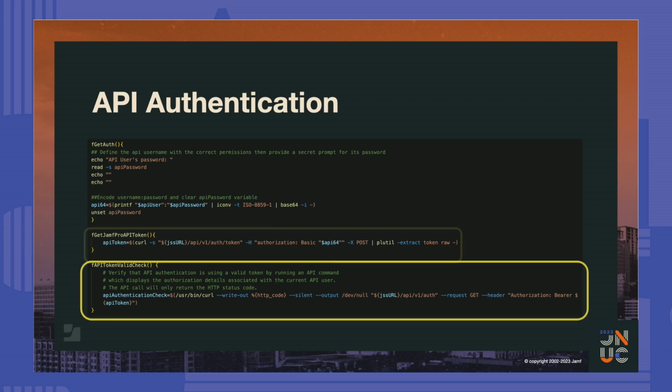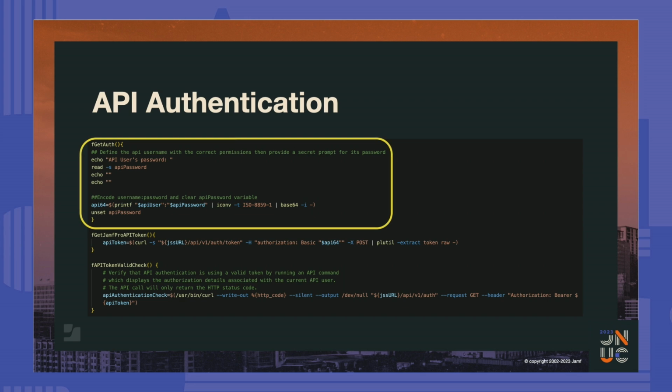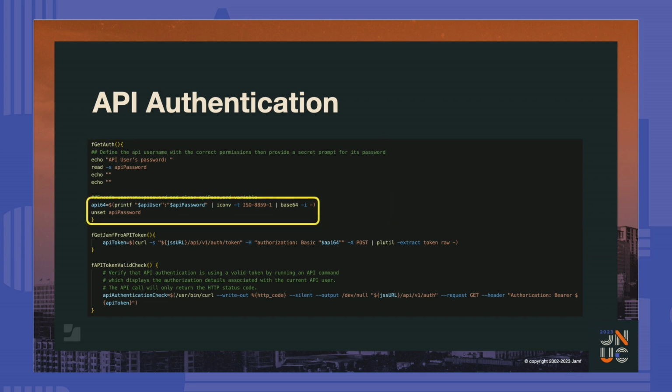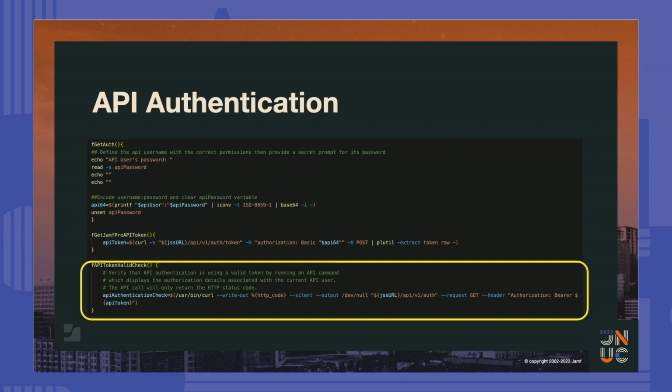My next function here is looking at getting the actual authentication, or getting the token itself. And then the last one there on the screen is using that token to get an HTTP reply code. And that code is going to tell us, is the token actually good? If it doesn't work, maybe I gave a typo, so we want to do some quick verification.